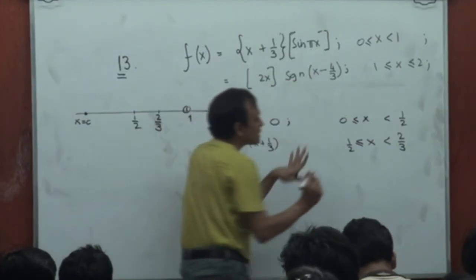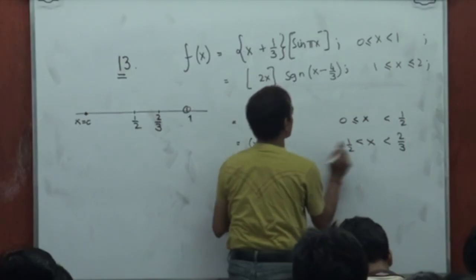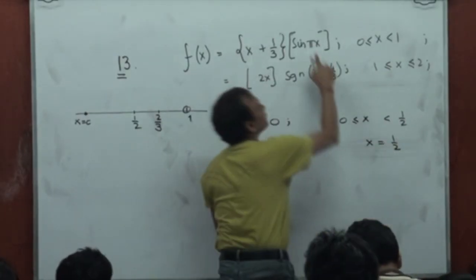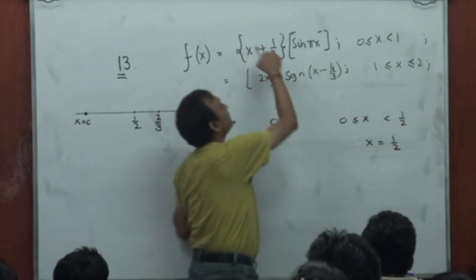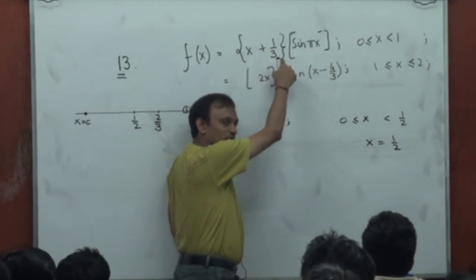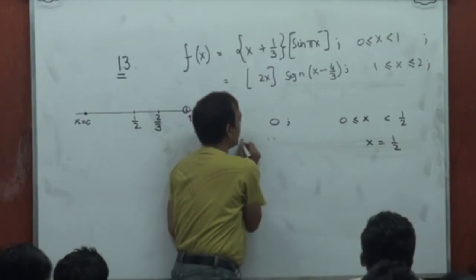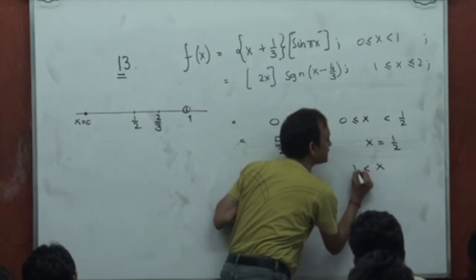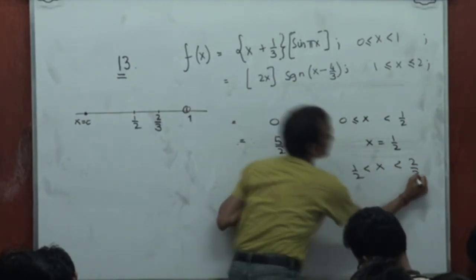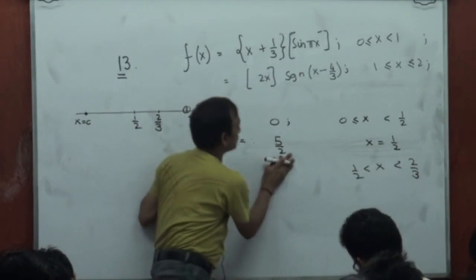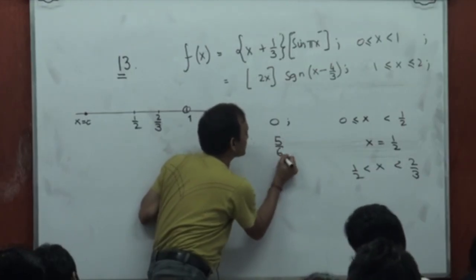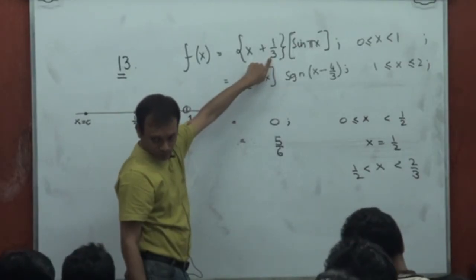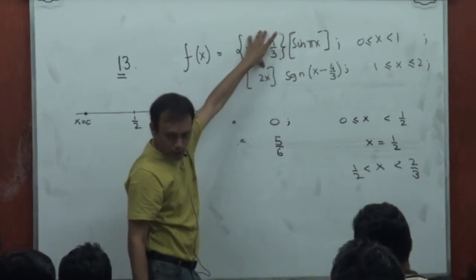One of the things is, I should have actually isolated x equal to half here, because at x equal to half, this will become 1 and this will be 5 by 6. This will be 5 by 6 at x equal to half. At x equal to half, isolating 5 by 6, and then looking at x greater than half less than 2 by 3. X greater than half less than 2 by 3 means this will simply be x plus 1/3 like I told you, because this will still be a number between 0 and 1.